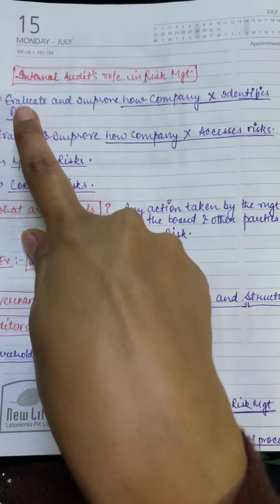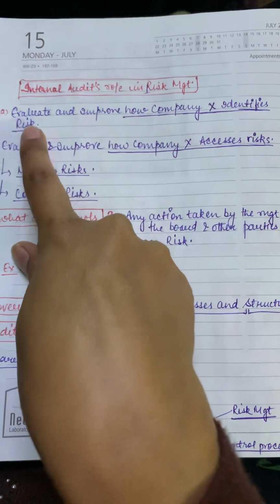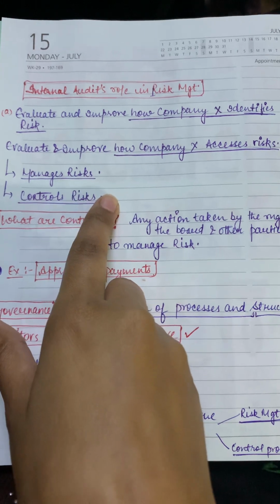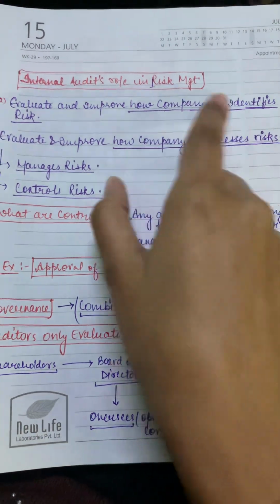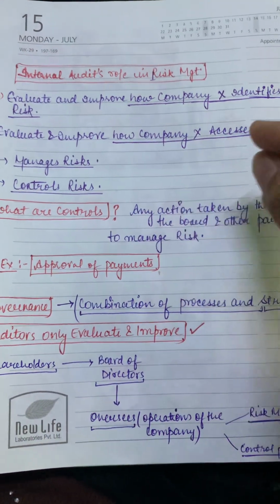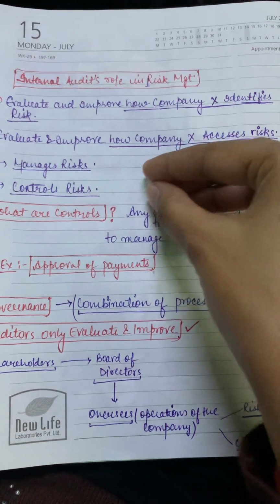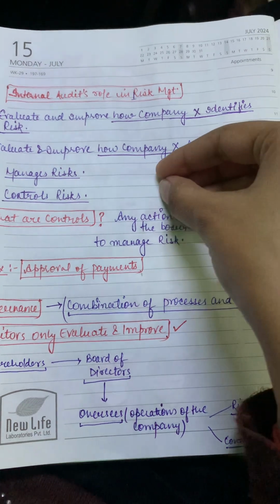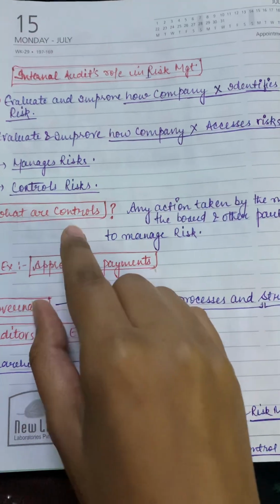You need to check how risks are identified, how the company is assessing risks, and how it is managing and controlling the risks. If there is a gap in controlling, managing, assessing or identifying, there your role will come up. You can tell them, okay, you are doing this incompletely, or this is not up to the mark or as per the standard, so you need to improve on that, right? Like that.